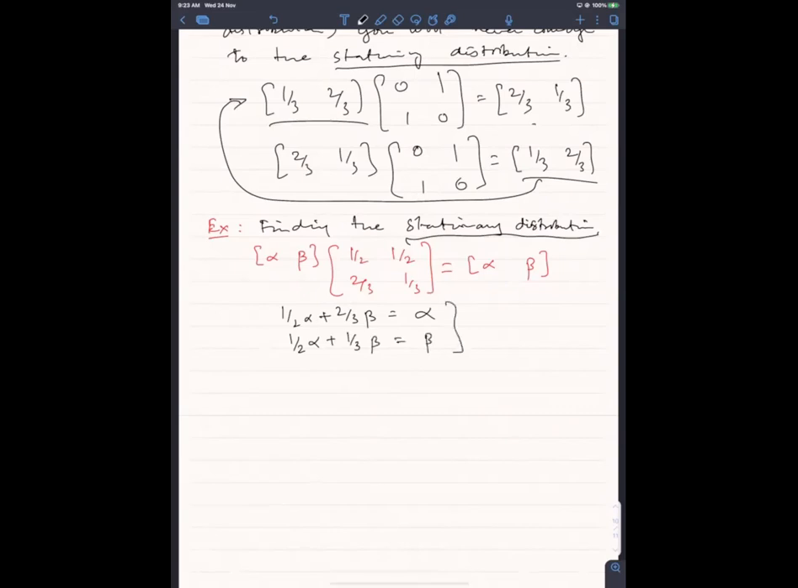You cannot solve these two equations on their own. Why? Because they are the same equation. It is a homogeneous equation. However, you do know that alpha plus beta is equal to 1. Solve this: alpha is equal to 1 minus beta, or put it in, which are basically the same equations. Then you will end up getting alpha is equal to 4/7, beta is equal to 3/7.